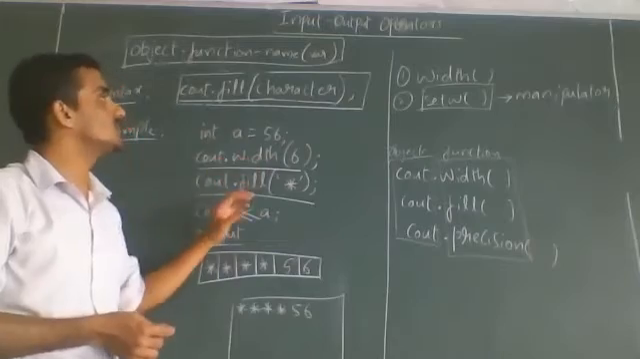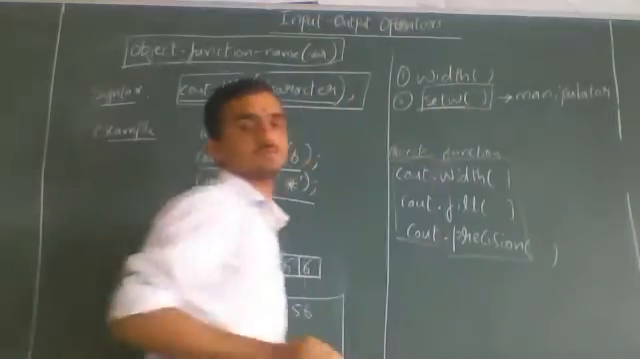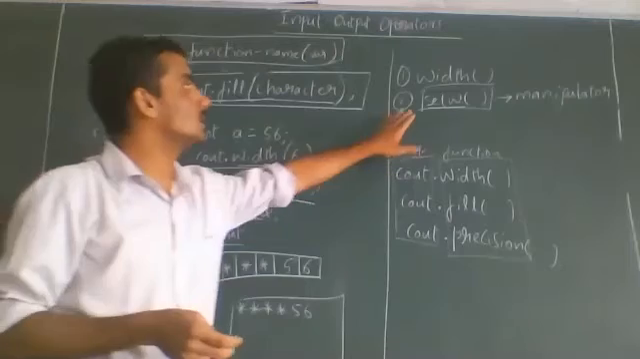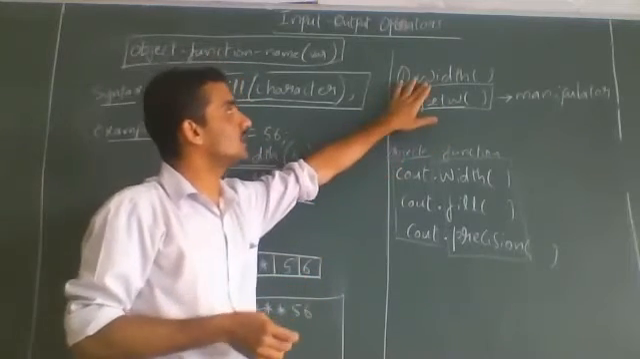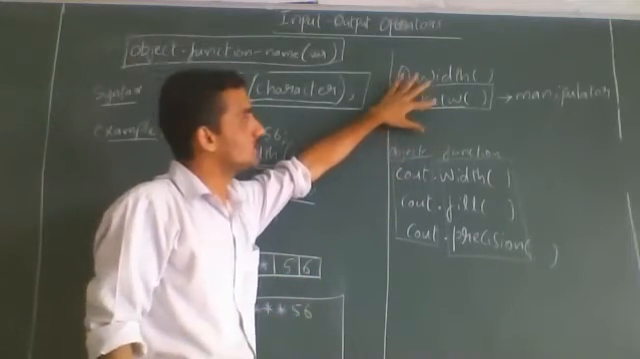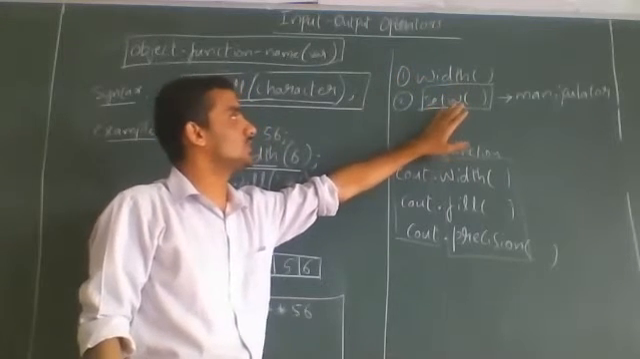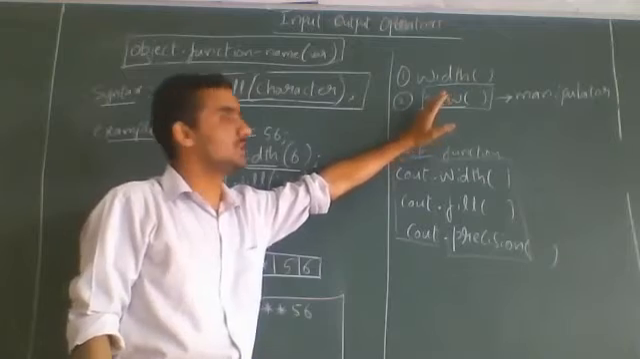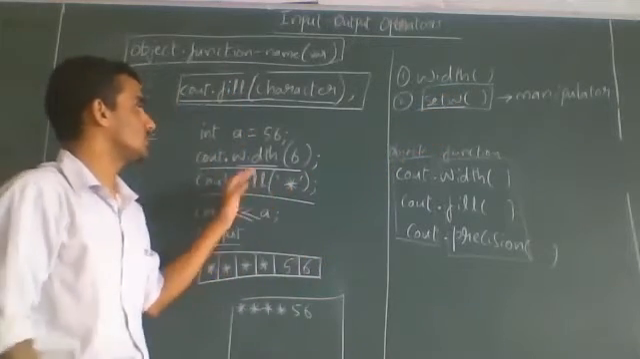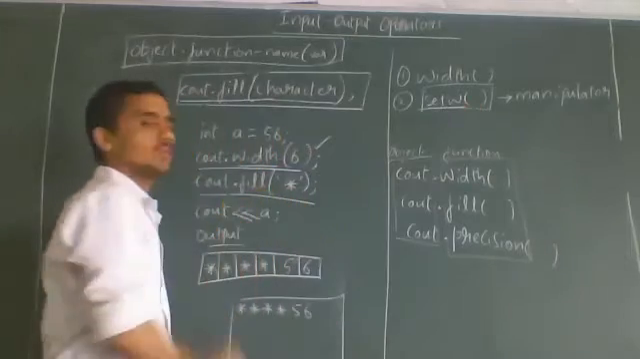Empty spaces are set by either the width function or the set w function. Width or set w means set width. This function name directly indicates width, and this function name indicates set width. W stands for width here. So first you have to set the width, the number of columns, the empty spaces. Then you can fill any character. So first you have to use either width or set w, then you can go for the fill function.